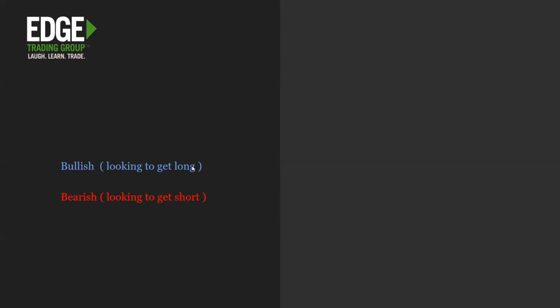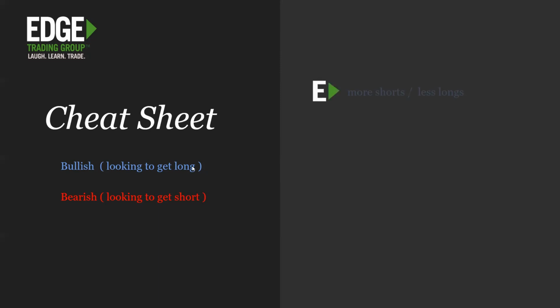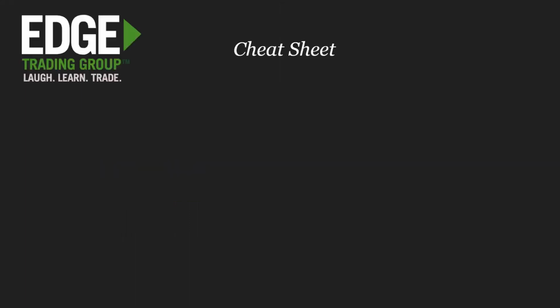If you're bullish and looking to get long, what do you want for this cheat sheet? More shorts, less longs, and longs puke. If you're bullish and looking to get long, you want to see more shorts, less longs, and longs puke. If you're bearish and are looking to get short, you want to see more longs, less shorts, and shorts puke. Okay? We'll come back to that.